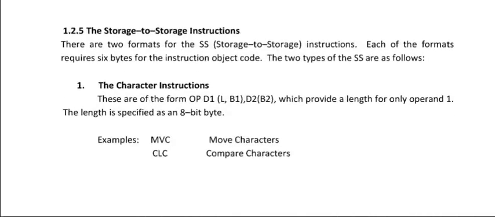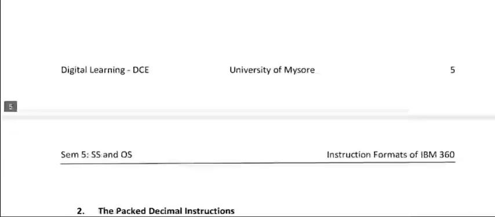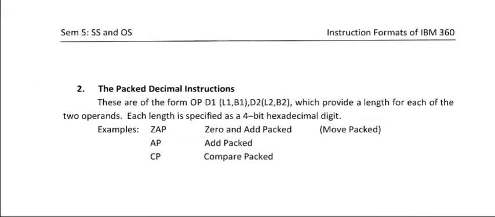And the second type of storage to storage instruction is the packed decimal instruction. These are of the form operand D1(L1,B1), D2(L2,B2), which provides a length for each of these 2 operands. Each length is specified as a 4-bit hexadecimal digit. Some examples of the packed decimal instructions of storage to storage format are ZAP, which is zero and add packed, AP to add packed, and CP to compare packed.